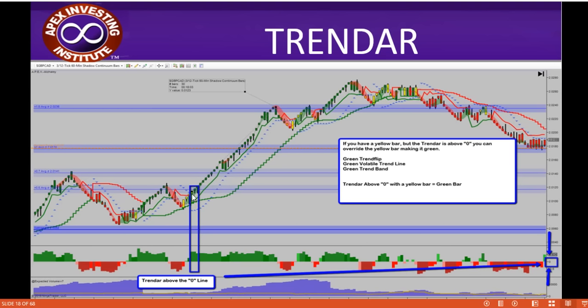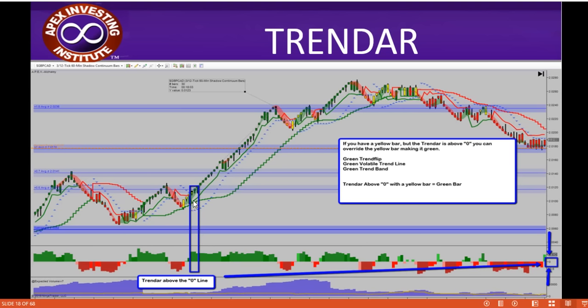But remember what happens when the bar trend color may not be the right color, but the trend-R is the right color. The trend-R is above 0, it's green. Then the trend-R can override the bar color. And therefore, you once again have 4 indicators lining up the same color. Okay?